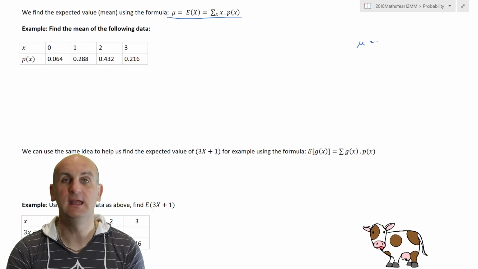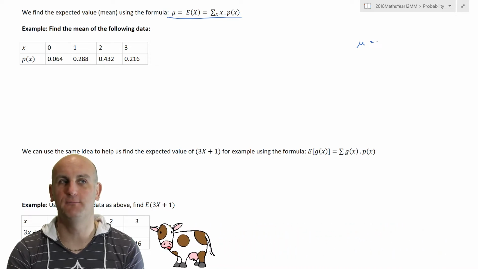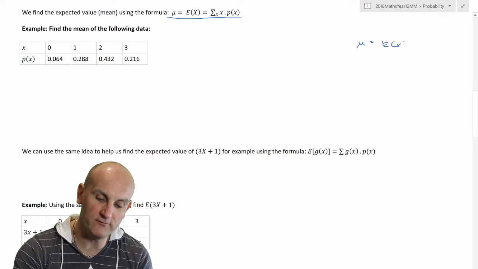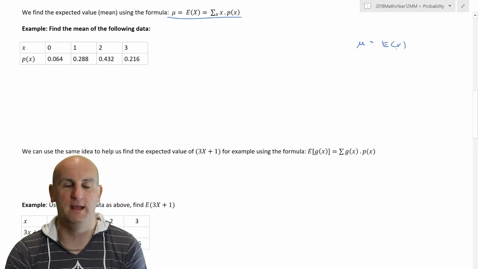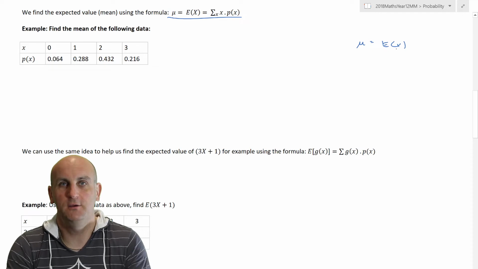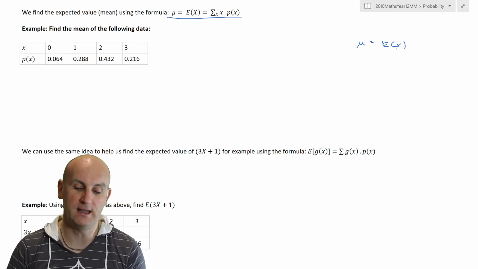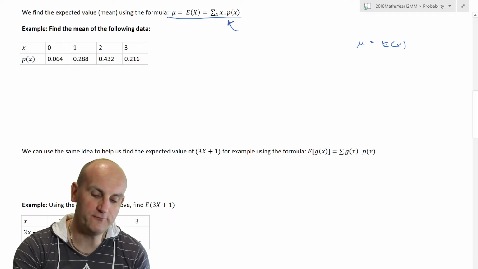Not interested in that. It's mu. It has a very definite pronunciation. Now, mu also stands for the same thing as E of x. So, because maths is trying to trick you, mu, expected value, or mean all mean the same thing. And how do we find this? Well, we use this rather funky thing here.